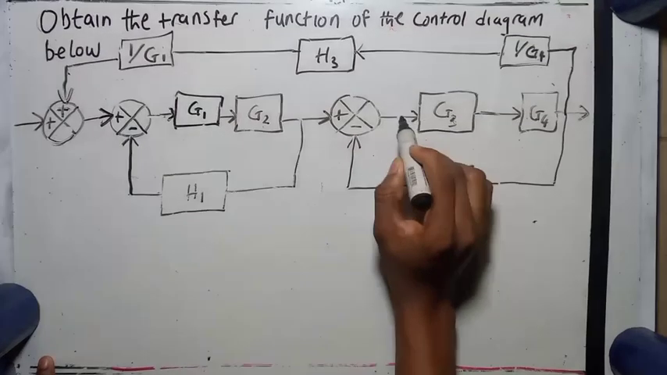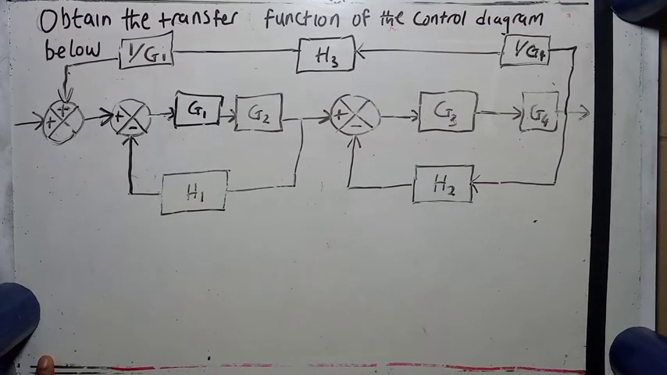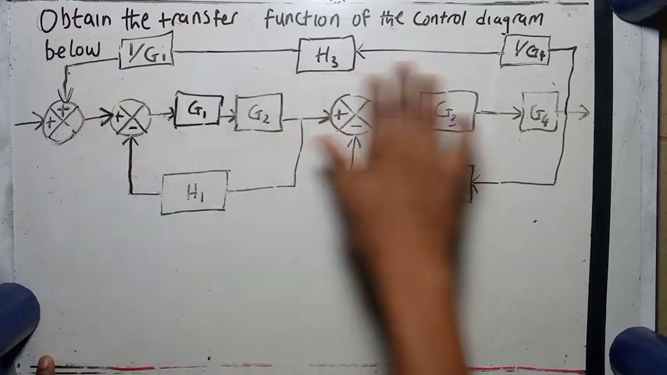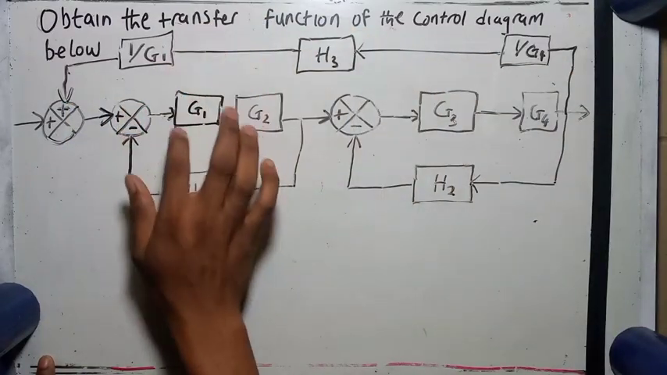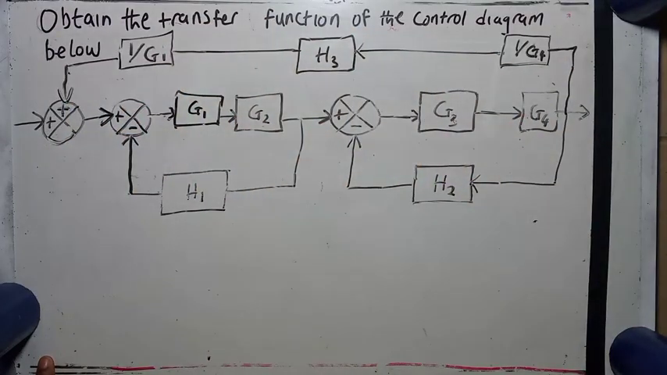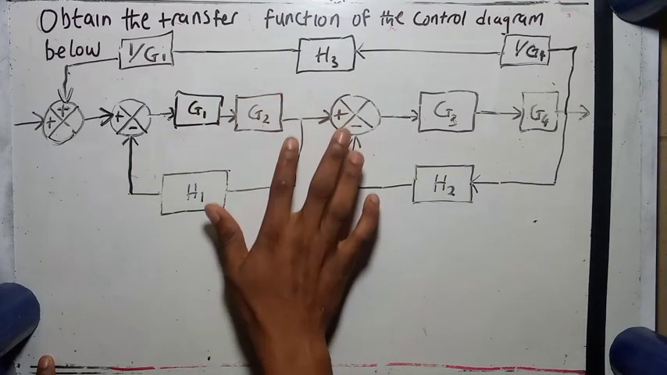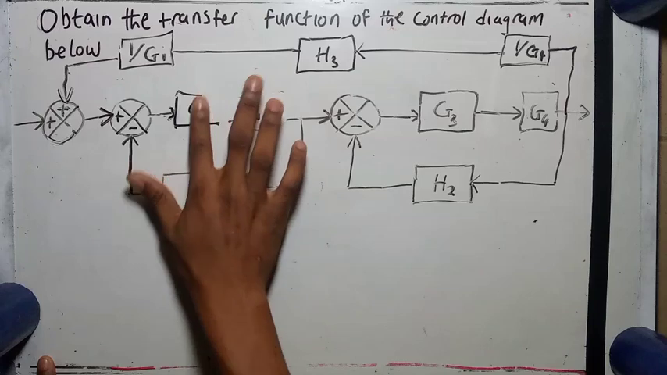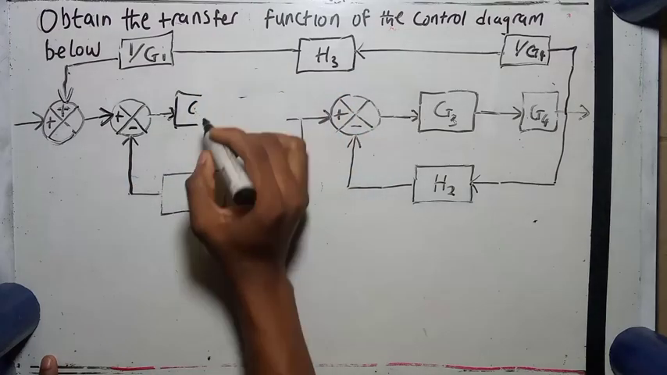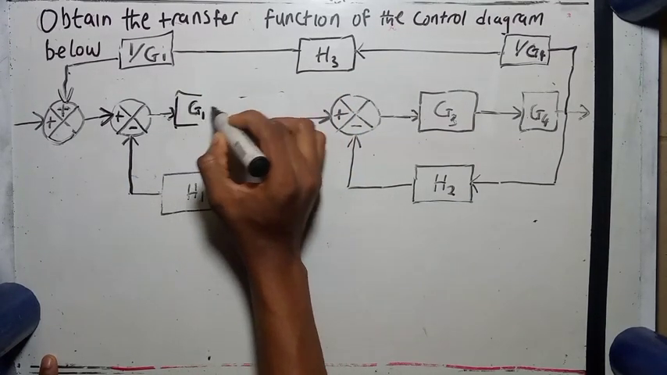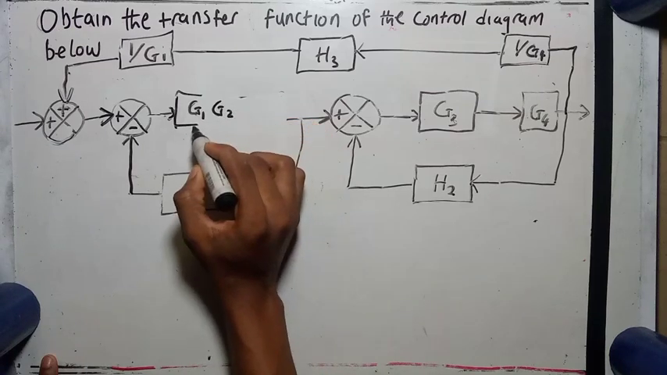Now we have done that. Now you can see there are many transfer functions in series. These are in series, these are in series, these are in series, and when they're in series, you just simply multiply the two of them. So let's do this one first. So this times this can be rewritten as G1, G2.